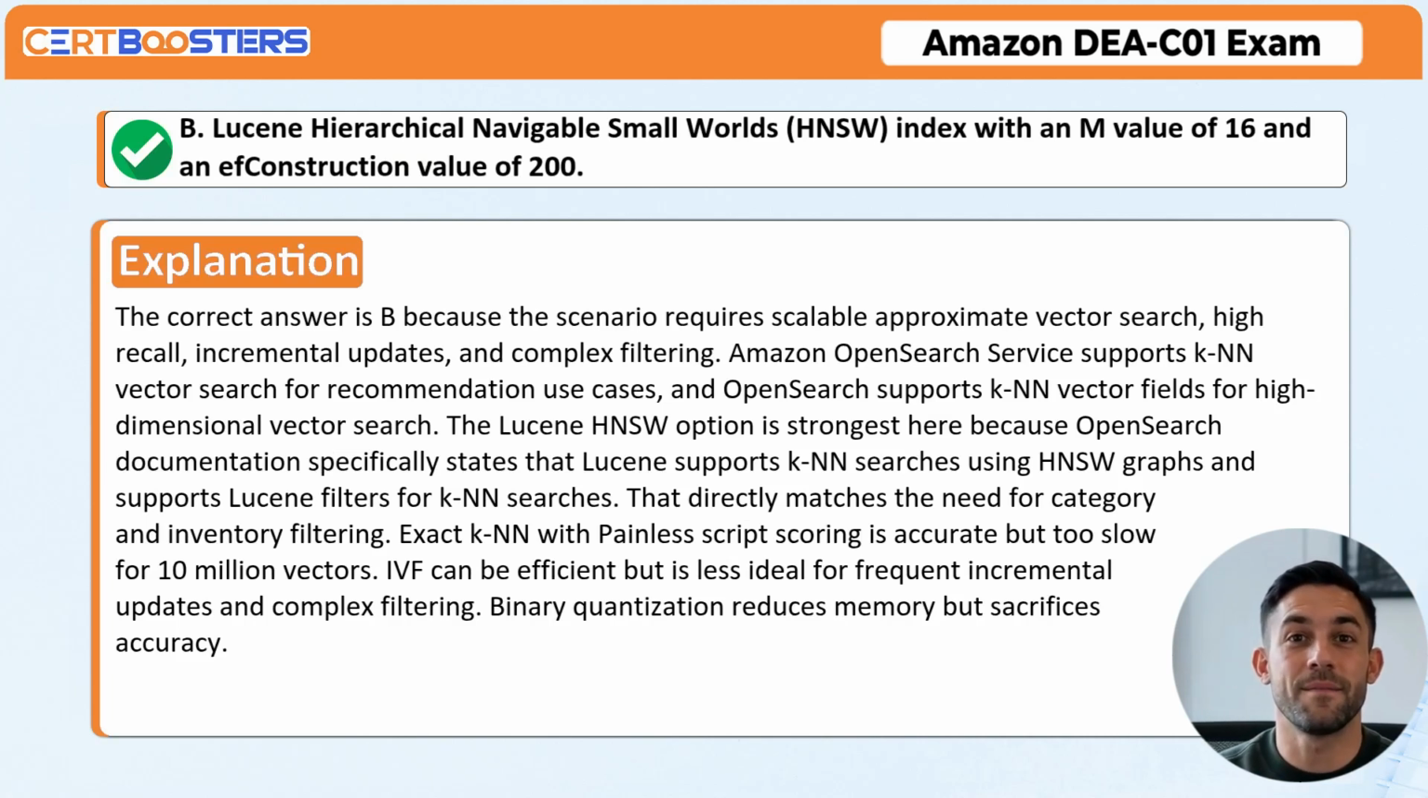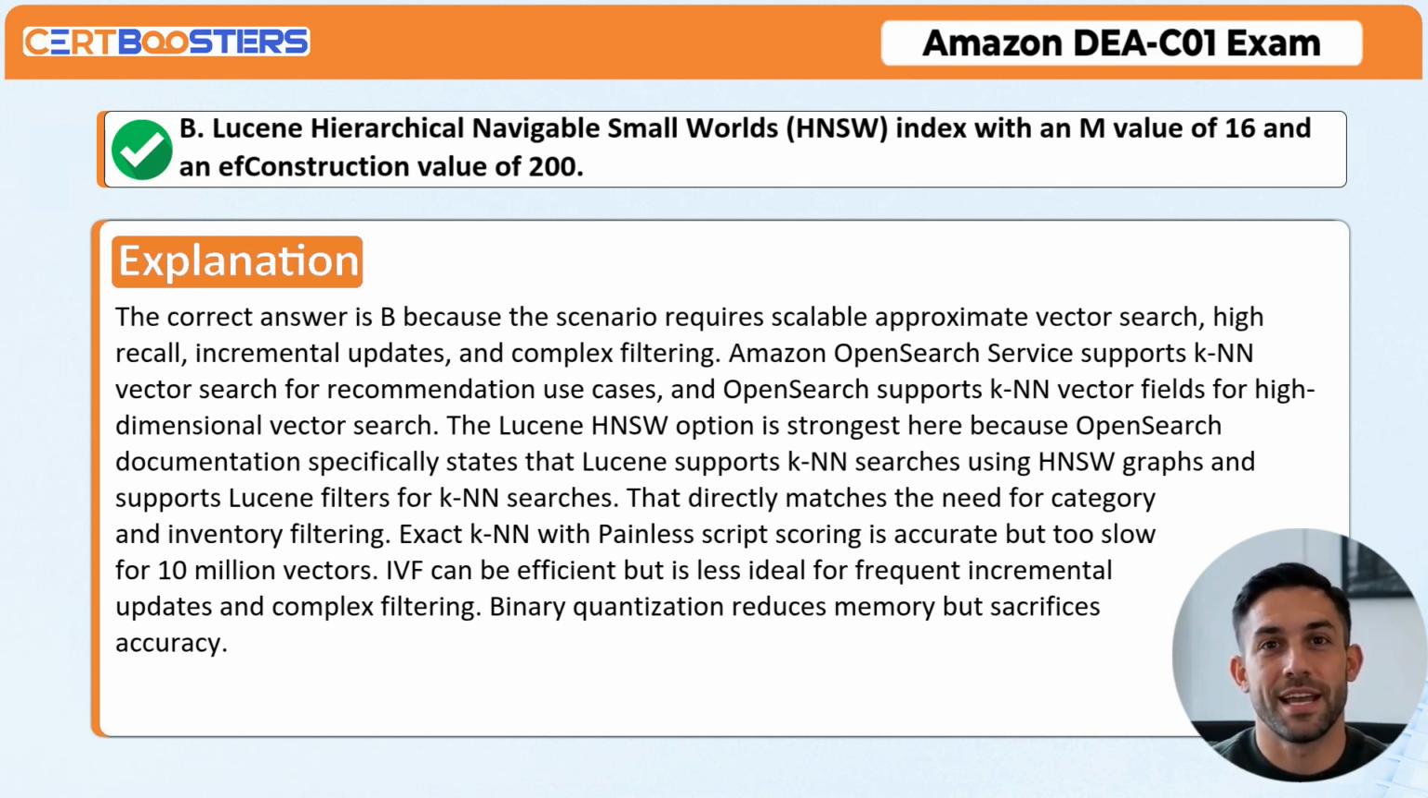Correct answer? B. Lucene Hierarchical Navigable Small Worlds, HNSW, index with an M value of 16 and an ef_construction value of 200. Explanation. The correct answer is B, because the scenario requires scalable, approximate vector search, high recall, incremental updates, and complex filtering. Amazon OpenSearch Service supports k-NN vector search for recommendation use cases, and OpenSearch supports k-NN vector fields for high-dimensional vector search.